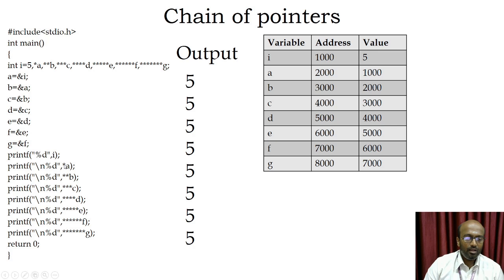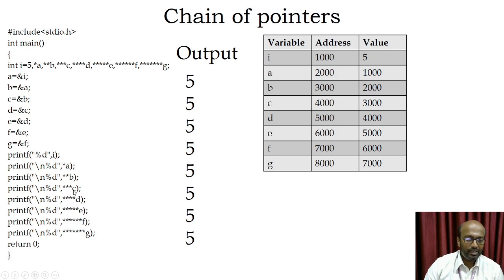While we print asterisk A, A has the value 1000. It is the address of I. So the value at the address of I is 5. So again 5 will be printed. In the next statement, we have printed asterisk B. The value of B is 2000. The value at the location 2000 is 1000 and the value at the address 1000 is 5. So again it will print 5.